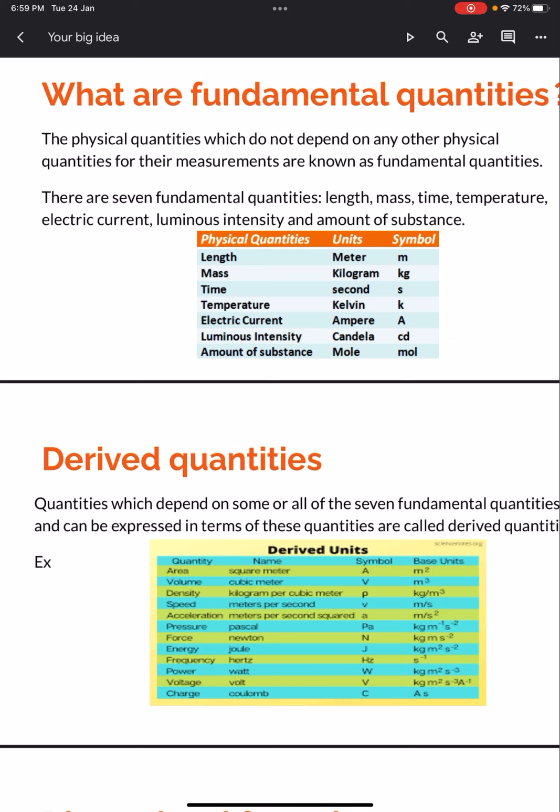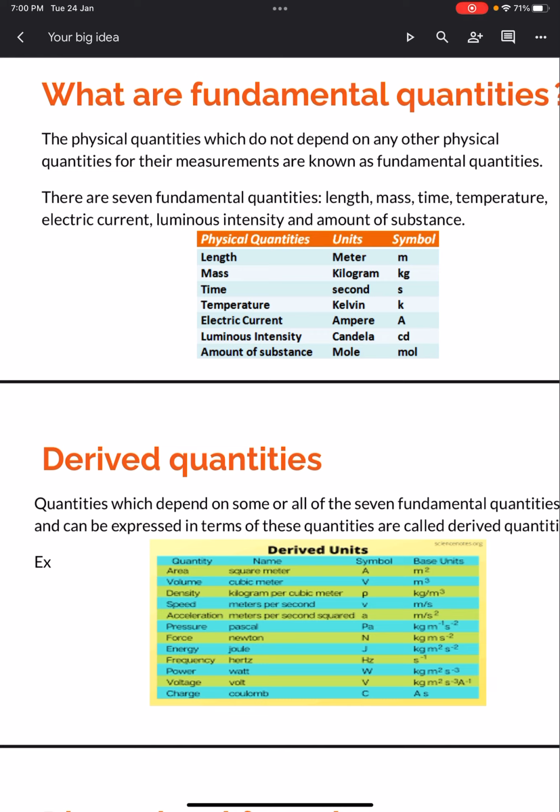The seven fundamental quantities and the seven fundamental units in the SI system are as follows. Length is a physical quantity, its unit is meter, symbol is m. Mass is a physical quantity, its unit is kilogram, symbol is kg. Time is a physical quantity, its unit is second, symbol is s. Temperature is a physical quantity, the SI unit is Kelvin, symbol is K.